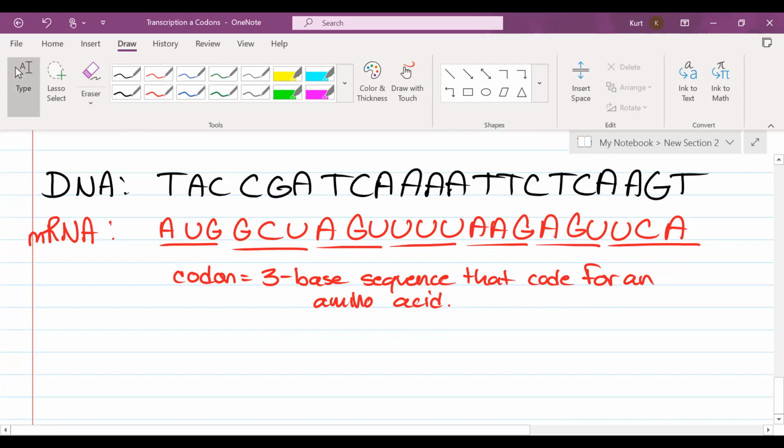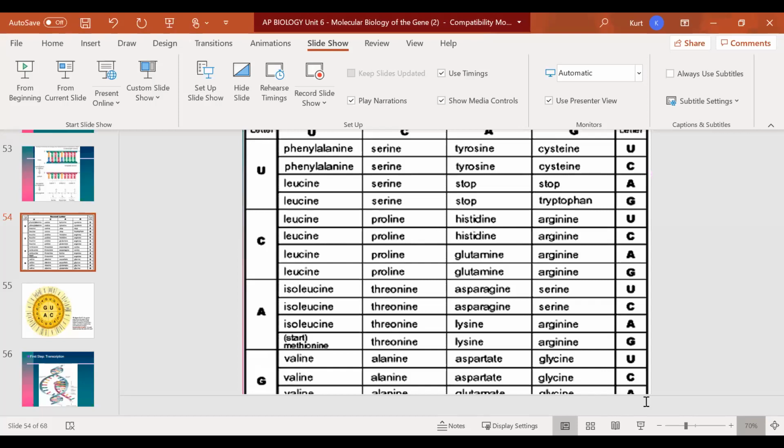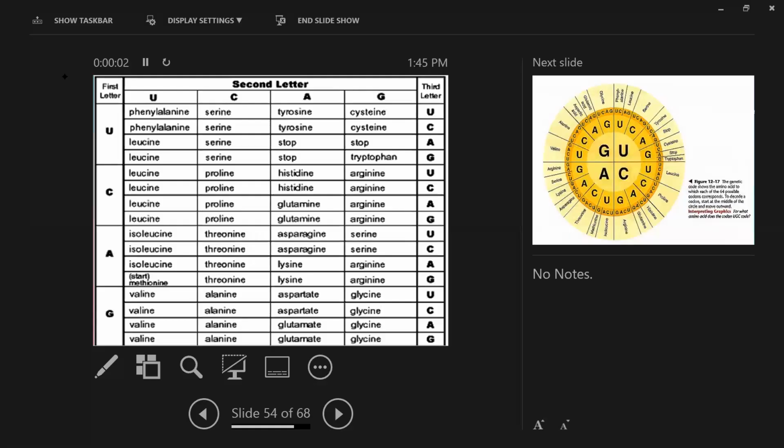So I'm going to switch over to your PowerPoint. I'm going to show you what we use to actually translate the codons. So take a look at this table. It's a little overwhelming at first, but take it in stride. All right. So look right here. I want you to look on the column on the far left.